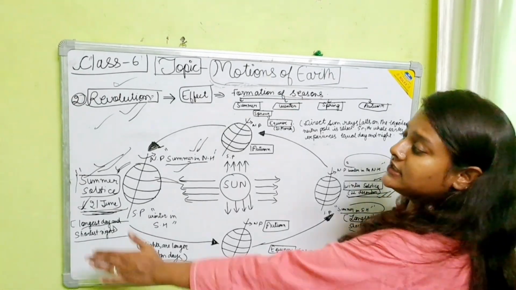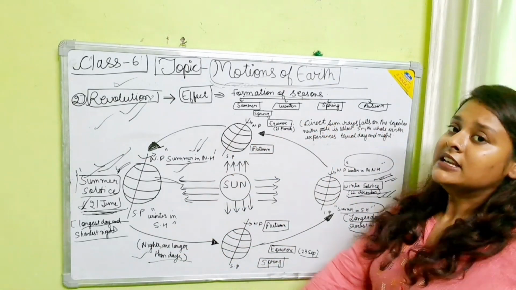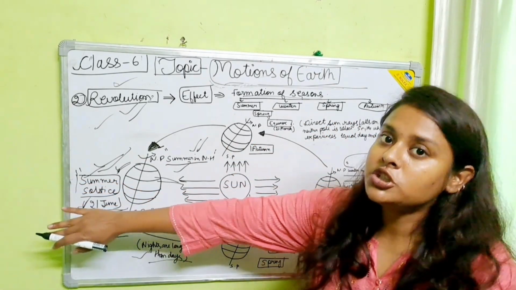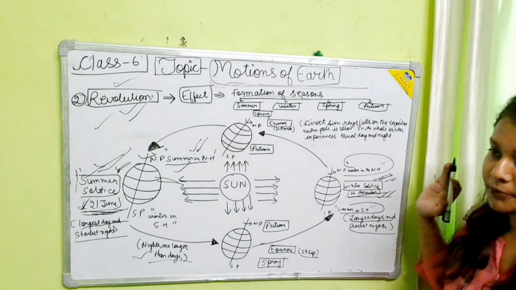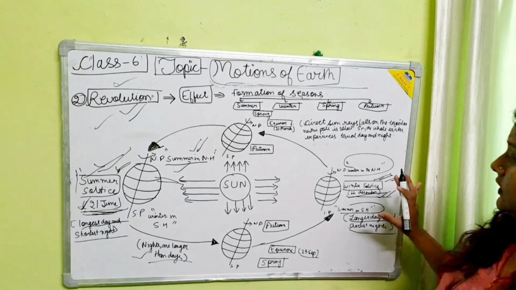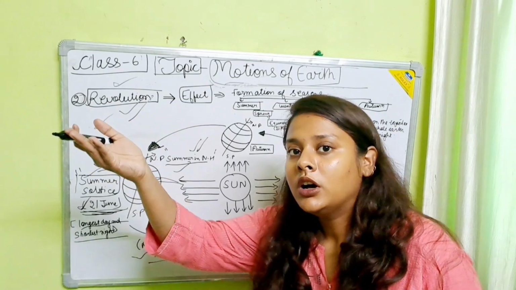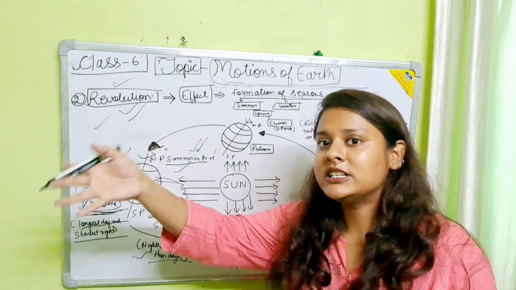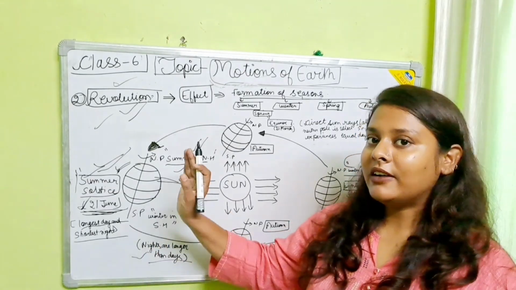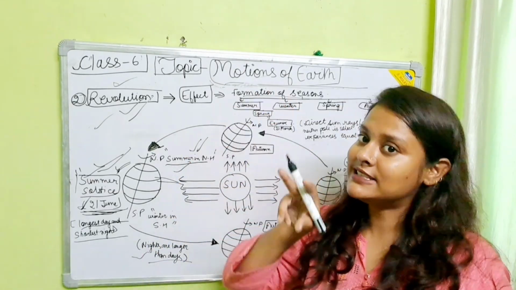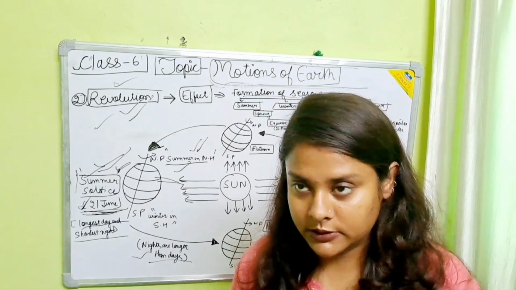There are two types of solstice, summer solstice and winter solstice. Summer solstice occurs on 21st June and winter solstice appears on 22nd of December. Here we have discussed how the northern hemisphere experiences summer and the southern hemisphere experiences winter. So we are done with the two seasons, winter and summer. Now we will continue with spring and autumn.